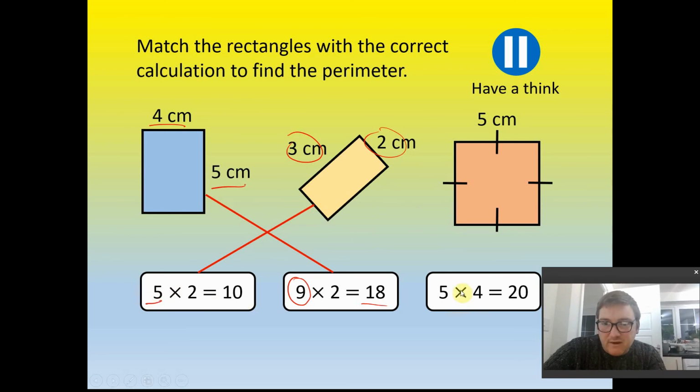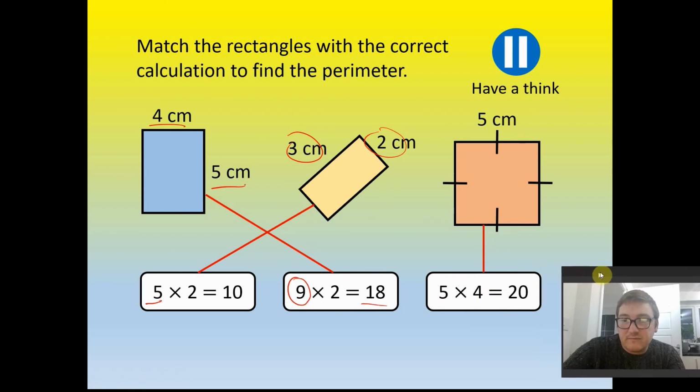Now the last one, fairly obvious. What kind of shape is this? Write down what shape you think this is. And what do we know about this type of shape? All the sides are... If you said equal, you're absolutely right. So we can do 5 lots of 4, giving us 20.